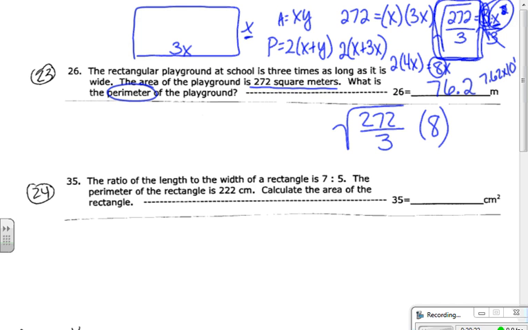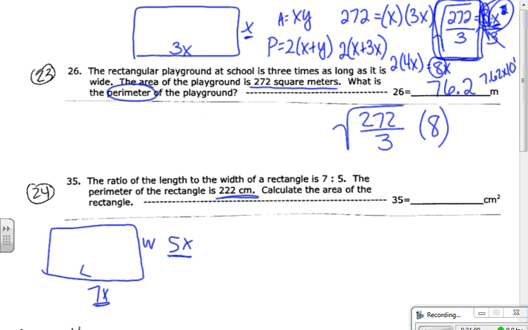Okay, last one here, and these are a little bit more difficult. They're found a little bit further on in the test. The ratio of the length to the width of a rectangle is 7 to 5. That's how you read that with the symbol in the middle there. And what that is telling us, the ratio of the length to the width is 7 to 5. That means that whatever value each of those is, the relationship between it is 7 to 5. So we'll say this is 7x and this is 5x. And they tell us the perimeter is 222, and we want to find the area.